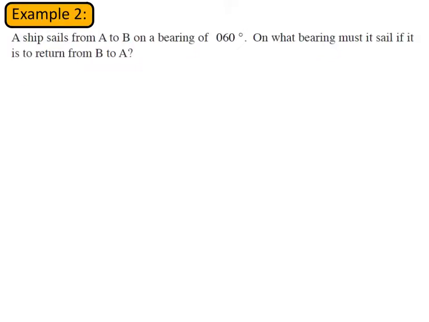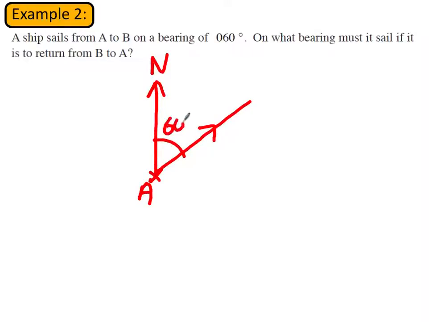Okay, one further example. Let's have a read of this one. And you've got to read this very, very carefully to get it right. A ship sails from A to B on a bearing of 060. So I suggest we start by drawing a picture. If we start at A here and we make sure we draw a north arrow, then we're going to be moving on a bearing of 60 degrees. It's going to be in that direction there. So we've got 60 degrees there.